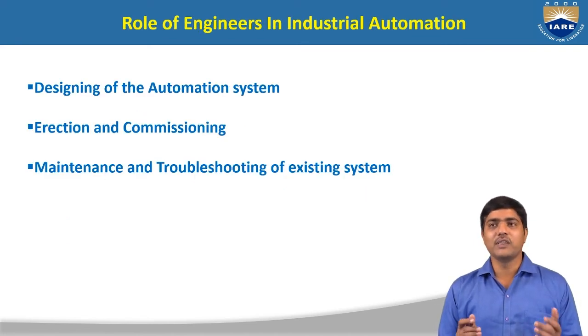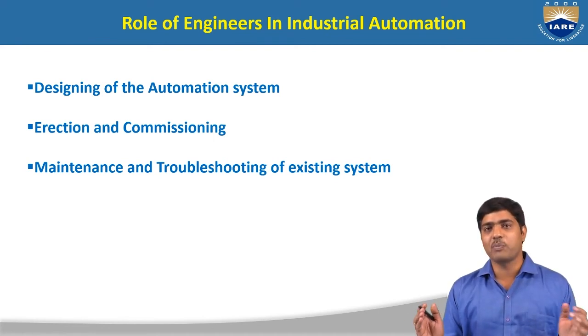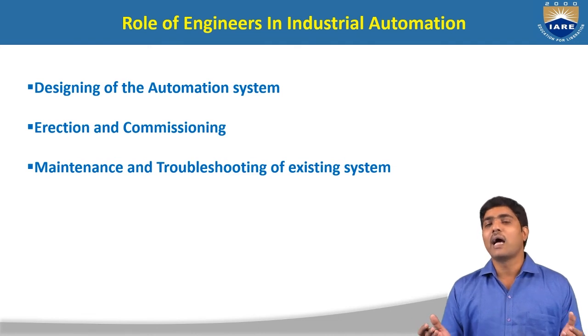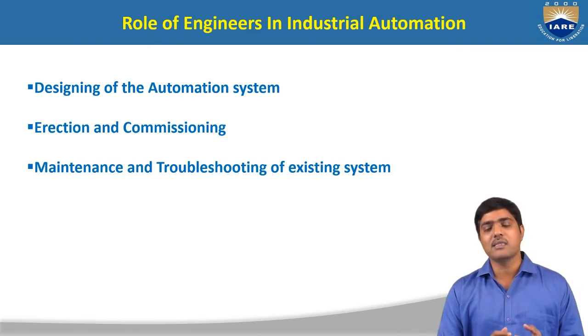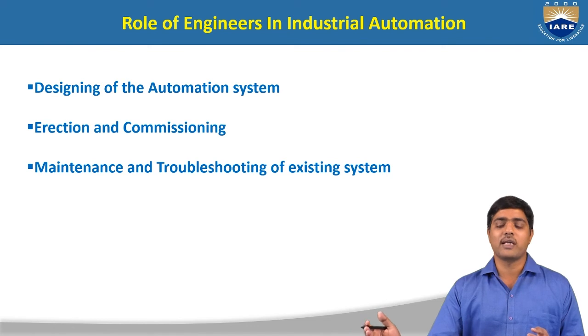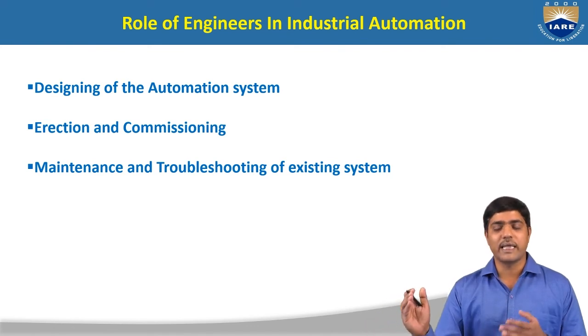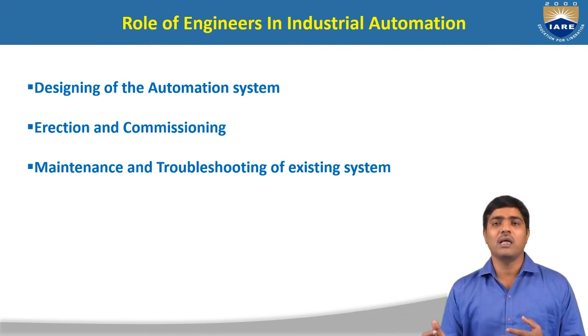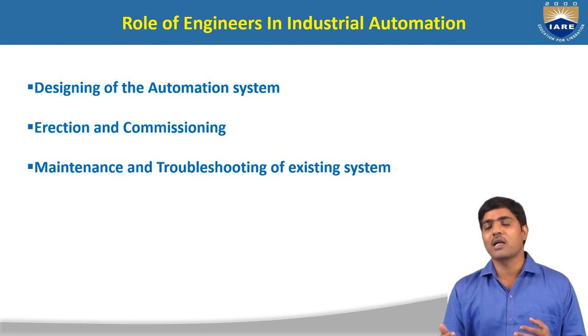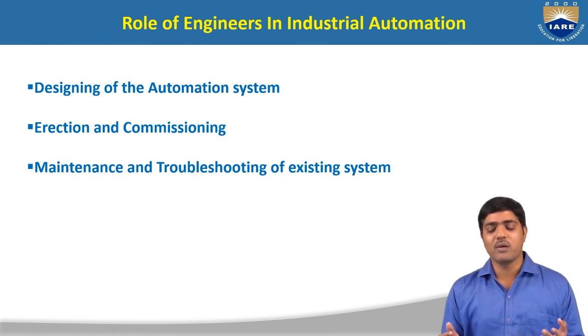And what is the role of engineers in industrial automation? So they may be designing the automation system. Initially, if you want to automate any plant, specific engineers are required to automate the industry. Those who are experts in handling the communication between the sensors and the computers located at the central station, where you are going to monitor and give control actions to the various parts of the industry. And erection and commissioning is also very important.